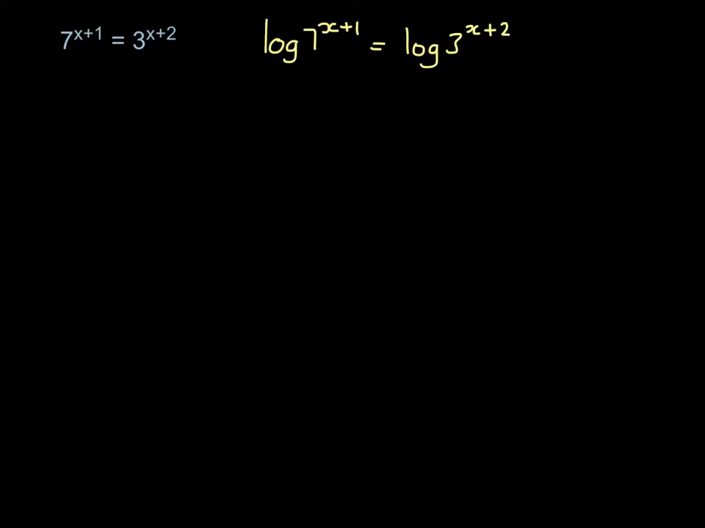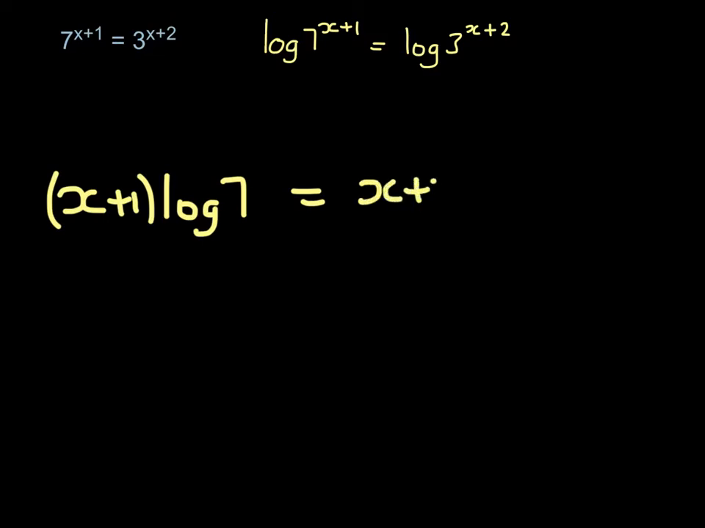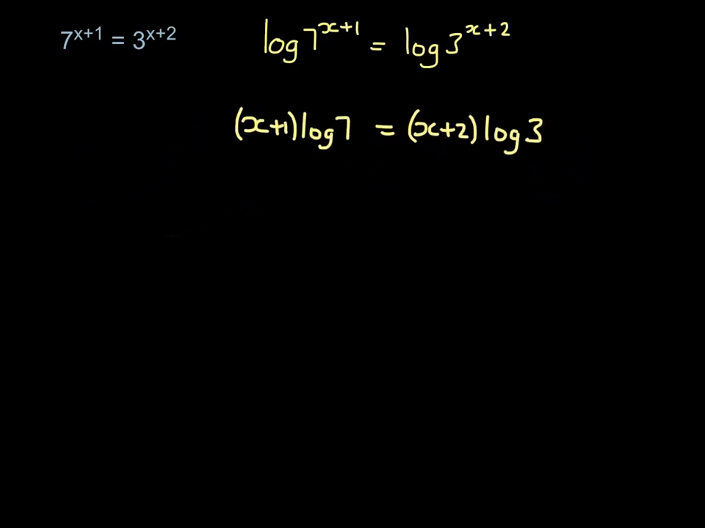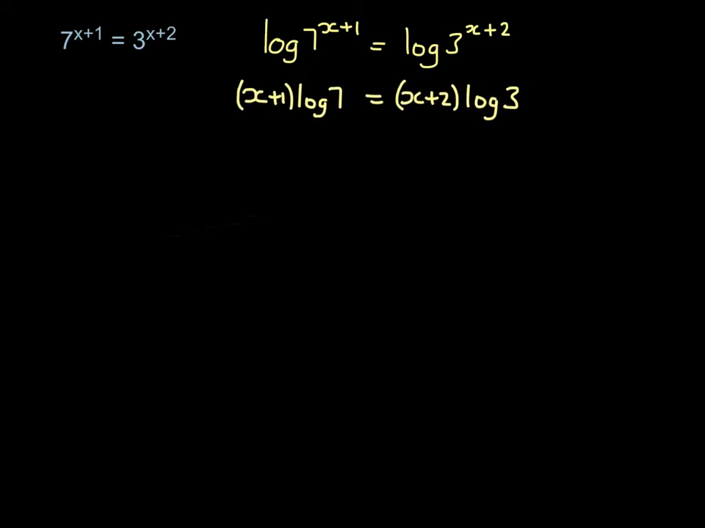This is going to allow us to use that indices rule where I can bring the x plus 1 down in front of the log, and x plus 2 down in front of the log. Rewriting that out, I'll have x plus 1 times log 7 equals x plus 2 times log 3. Remember that log 7 and log 3 are just numbers, just long decimal numbers, so I can still expand those brackets the same way as if it was a 7 and a 3.